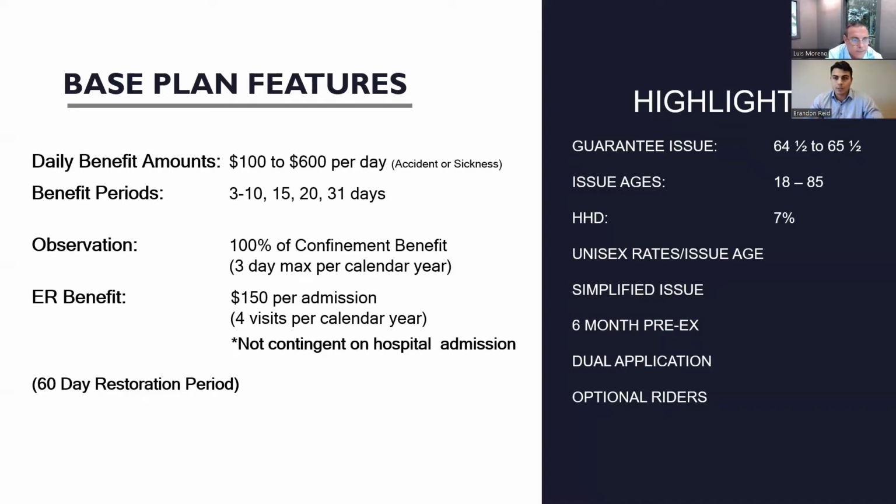It really helps. Another way to create some urgency in the home or on the phone with your client is around their rate, their premium. This policy is issue ages 18 to 85, and the rate locks in at the issue age.